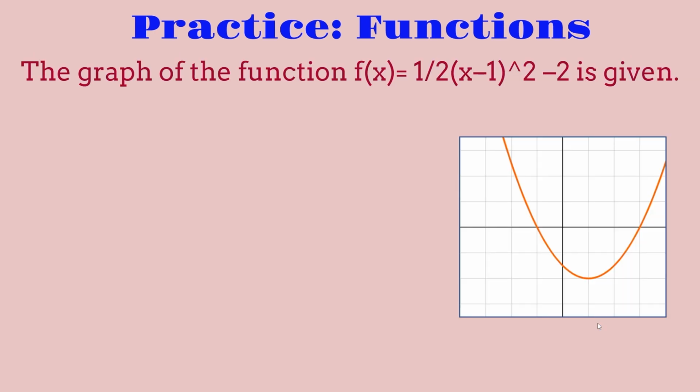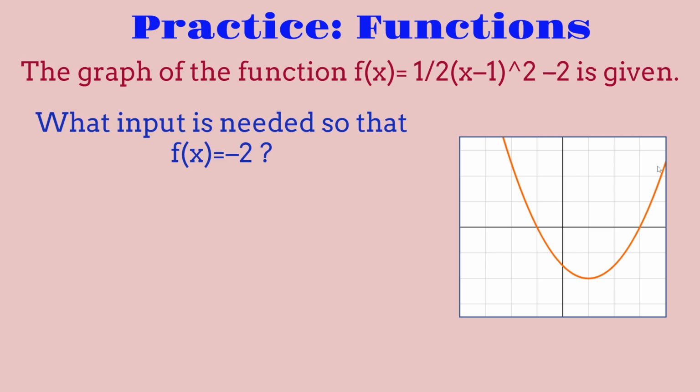Moving on to our second one, the graph of the function f of x is equal to half times the quantity x minus 1 squared minus 2. This is what is given. This is the plot on the graph here, as we can see. And then for the question, what input is needed so that f of x is equal to minus 2?